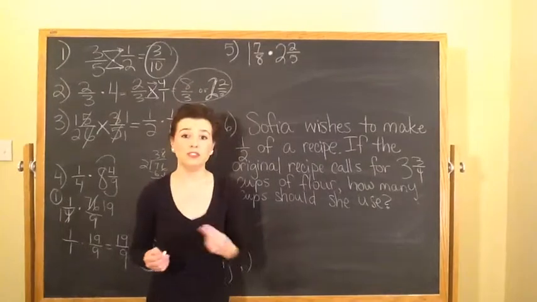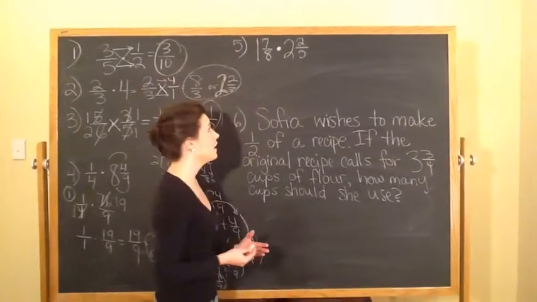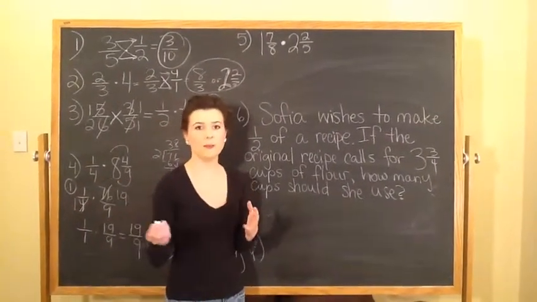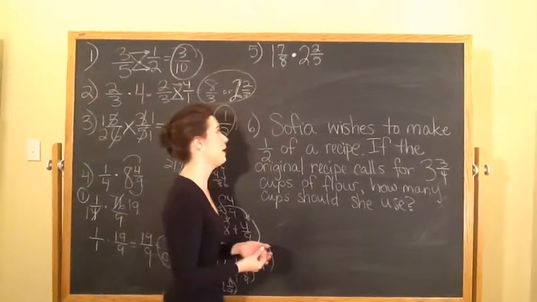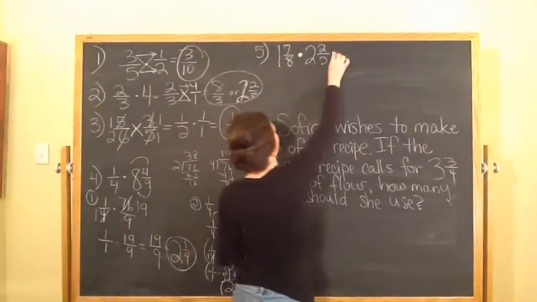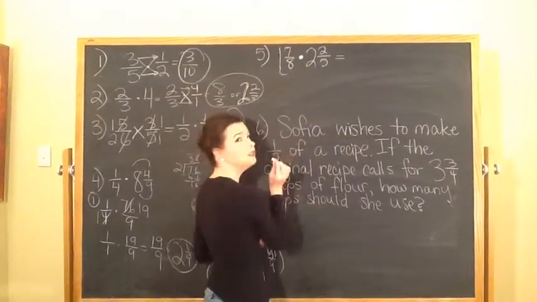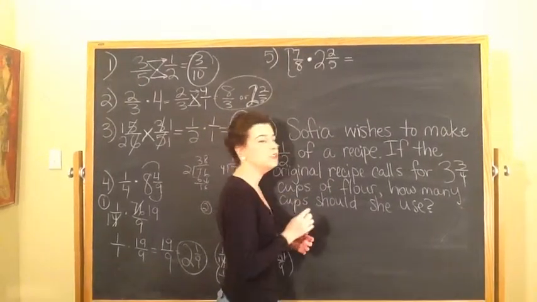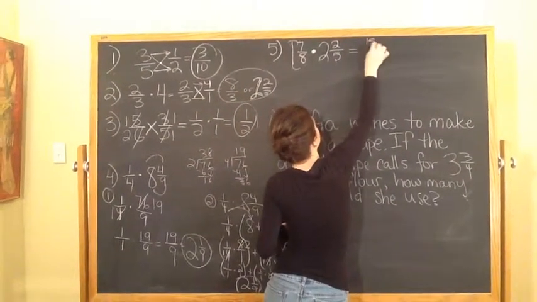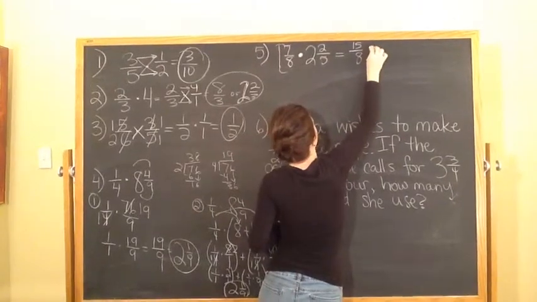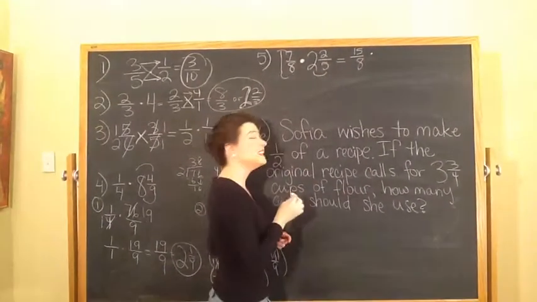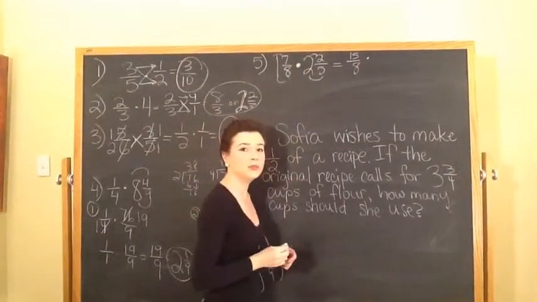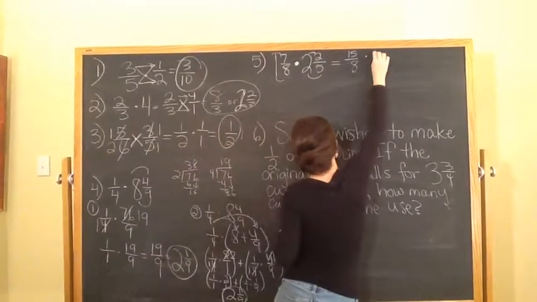This example, we have 2 mixed numbers. So we're going to go ahead and change both of these to improper fractions, simplify, then multiply. Okay? So we have 8 times 1, which leaves you with 8, plus 7, which leaves you with 15. So we have 15 over 8 times 5 times 2, which leaves you with 10, plus 2, which leaves you with 12. So we have times 12 over 5.